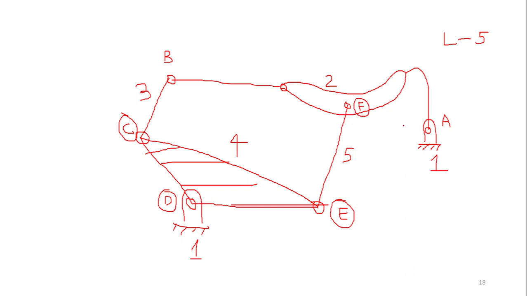So my number of joints here are 6. So the degree of freedom is nothing but 3 times number of links minus 1, that is 4, minus 3 times number of joints, that is 6, plus sigma fi, that is 6. So the degree of freedom for this mechanism is 1.